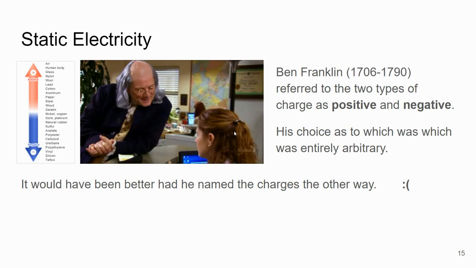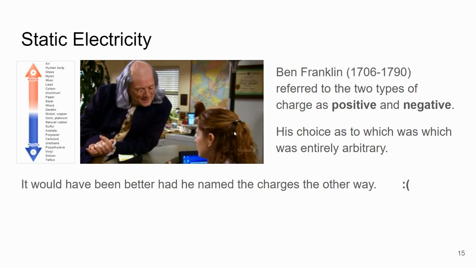So Ben Franklin was aware of this. Ben Franklin: founding father, statesman, ambassador to France, a whole bunch of things, but also a scientist. He was studying this stuff. He took this list, realized there were two groups. He called one of the groups positive, one of the groups negative, not really based on anything. He just kind of guessed which one was which. And it turns out it would have been better had he named the charges the other way.